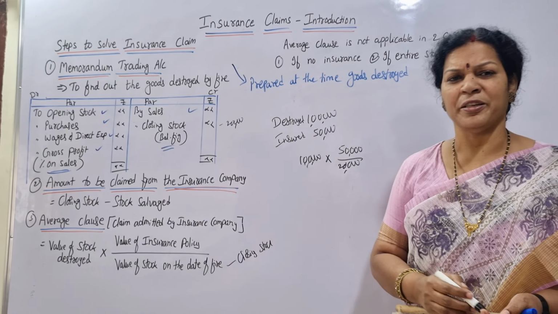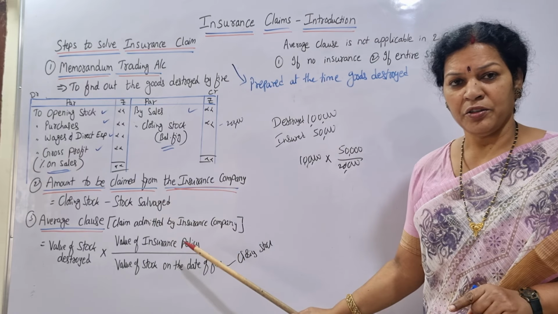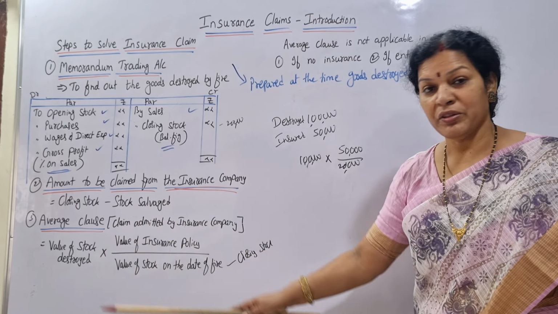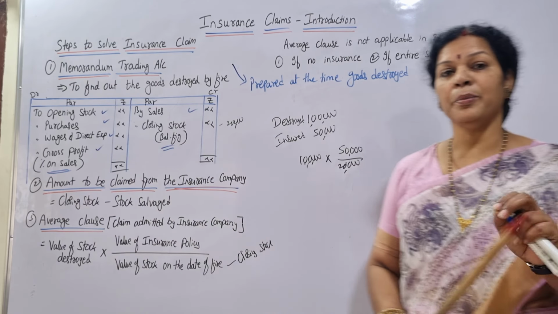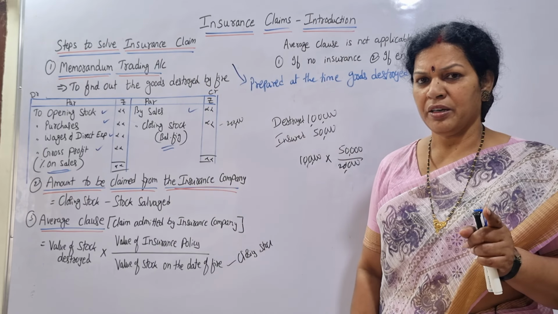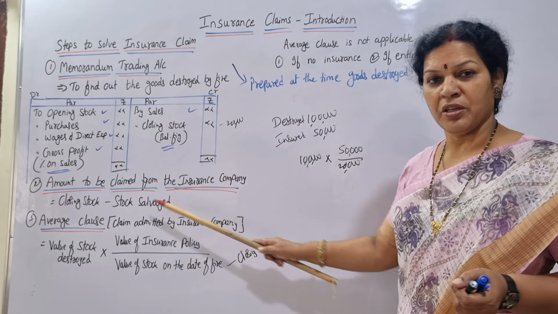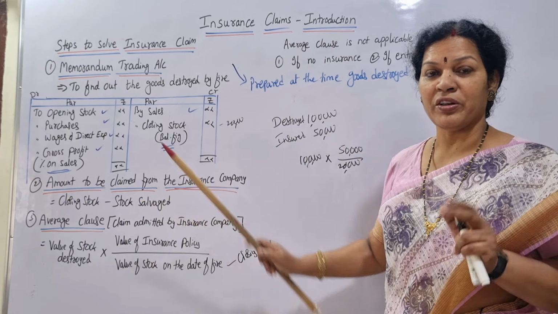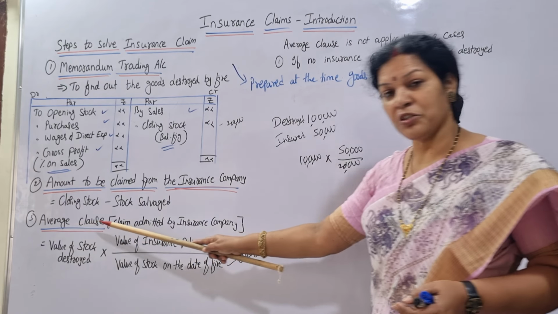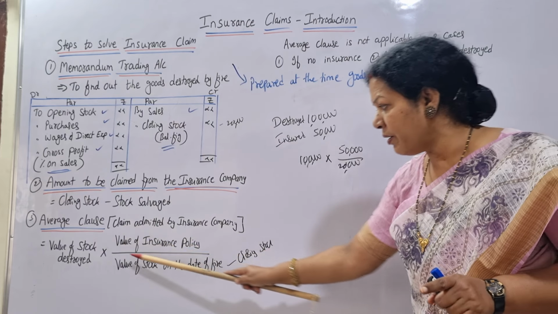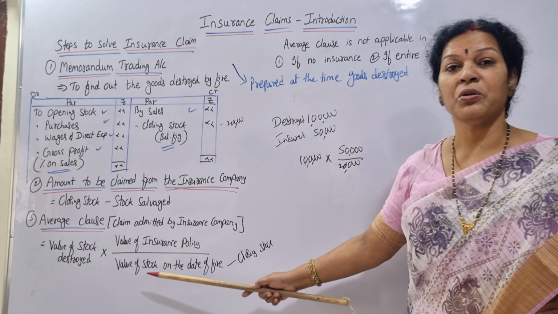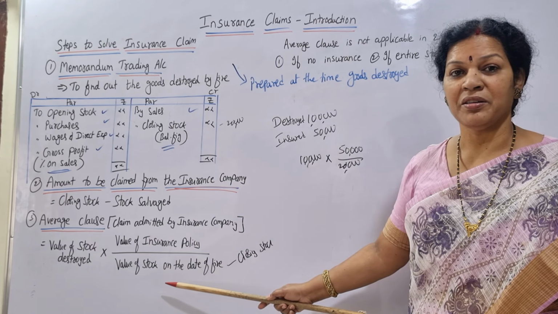Able to remember the formula? Very easy. Stock destroyed and insurance policy amount by closing stock. That's all. So with this you'll get average clause. Generally in any problem, you will be concluding with the memorandum trading account only. And at the next stage, at the most, if salvage value is given, then you'll go for the second step. And the third step, average clause, will be prepared whenever value of insurance policy is given. If not given, where is the question of preparing this? Not required. So remember this.